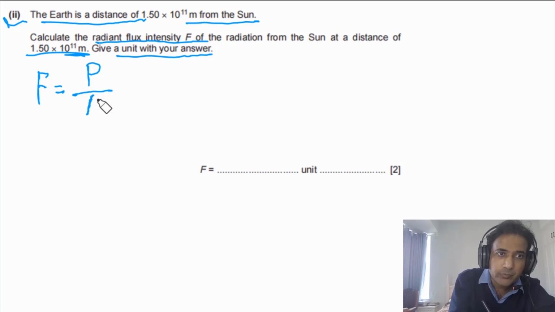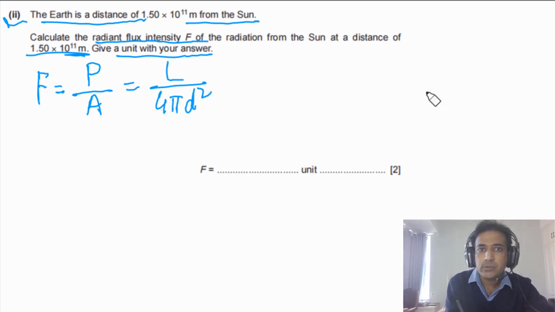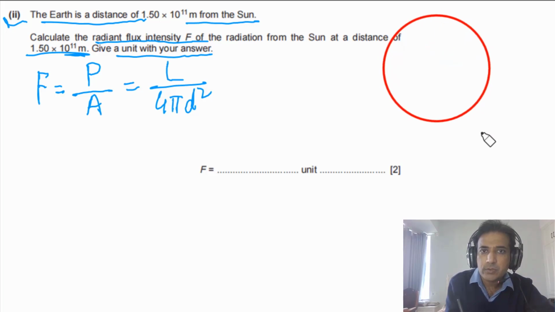So we can simply write down A. Power in this case is the luminosity, and here we have 4 pi d square. Let me explain this one in a little more detail. In this case, d is the distance from the center to here.